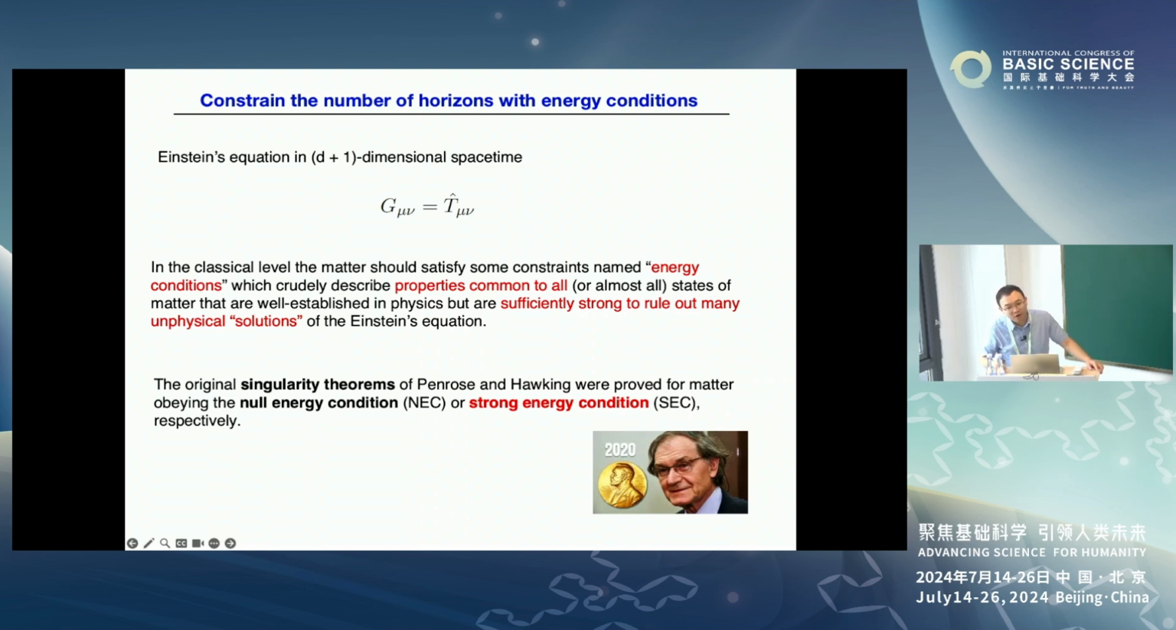In textbooks, we call these the energy conditions. They crudely describe the properties common to all states of matter that are well established in physics, but they are sufficiently strong to rule out many unphysical solutions of the Einstein equation. Actually, energy conditions are widely used in gravity and in general relativity. For example, the original singularity theorems of Penrose and Hawking consider the null energy condition and the strong energy condition, respectively.